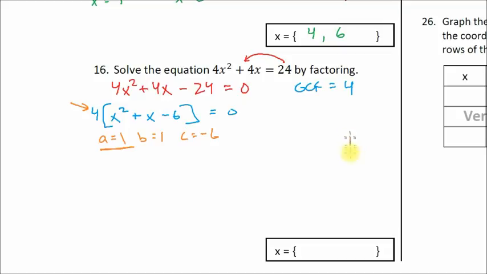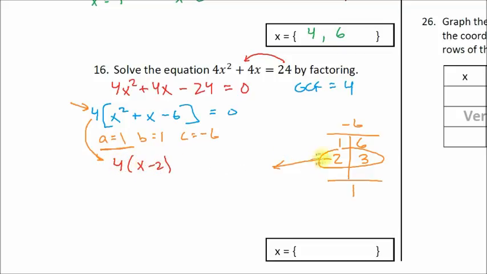All right, let's make our combination table. 1 times negative 6 is negative 6. That's a times c. B is 1. 1 and 6, no good. 2 and 3, looking good. 3 minus 2 is positive 1. 3 times negative 2 is negative 6. We can go right to our solution. Don't forget again, this 4 has to be brought down and put in our final equation. So I've got 4 times x minus 2, that came from my combo, and x plus 3. Remember, that equation still equals 0.